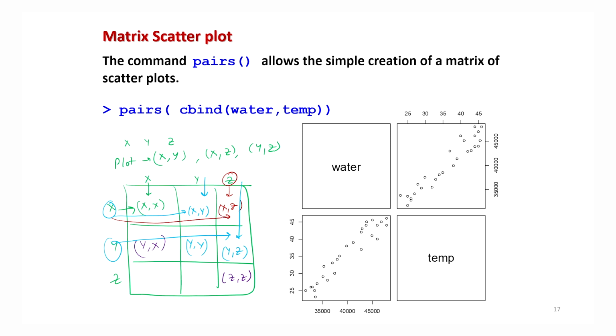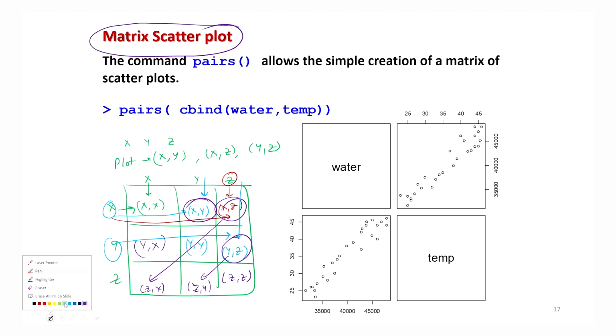And similarly, x and z will be replicated here with z and x, and y and z is replicated here with z and y. So basically, when you have 3 variables, you are getting all possible plots between xy, xz, yz, and if you interchange their axes, you can also get those. So this type of plot is called a matrix scatter plot. As the name suggests, you are creating a matrix of the different scatter plots.